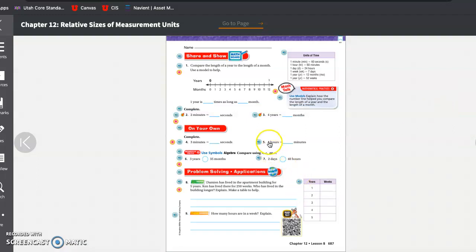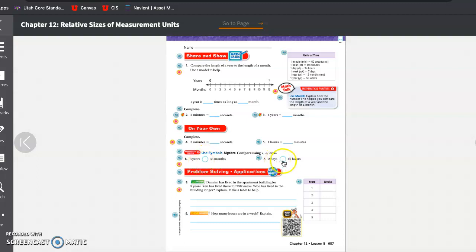Okay. So 4 hours equals 240 minutes. 3 years is greater than 35 months. If we were to look at 35 months, how many years is that? You can count by 12s, right? You can do 12 times 2. You can do 12 times 3. Well, 12 times 3 we know is 36. So that's just barely under 3 years. Okay, it's just 1 month shy of 3 years. So in this case, 3 years is greater.